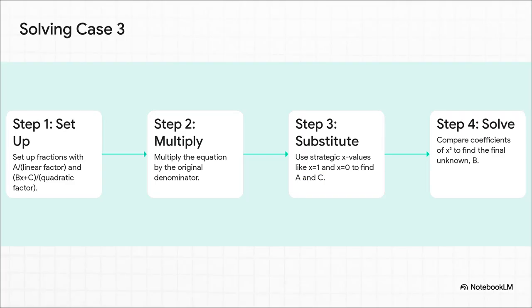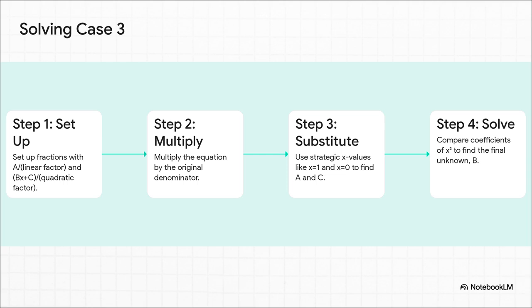So, how do we solve this thing? It's all about a smart mix of substitution and comparing coefficients. First, we set up our fractions, a over the simple x minus 1 part, and bx plus c over our quadratic x squared plus 2. Now, here's the clever bit. Our first move is to plug in x equals 1. Why? Think about it. It completely knocks out the bx plus c term, because 1 minus 1 is 0. That gives us a instantly.